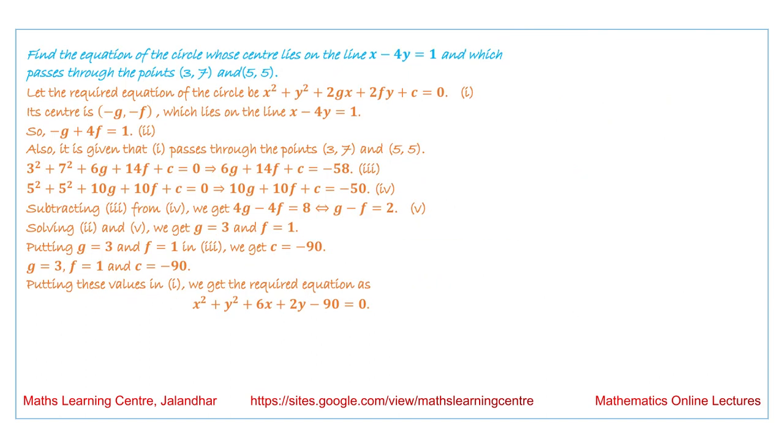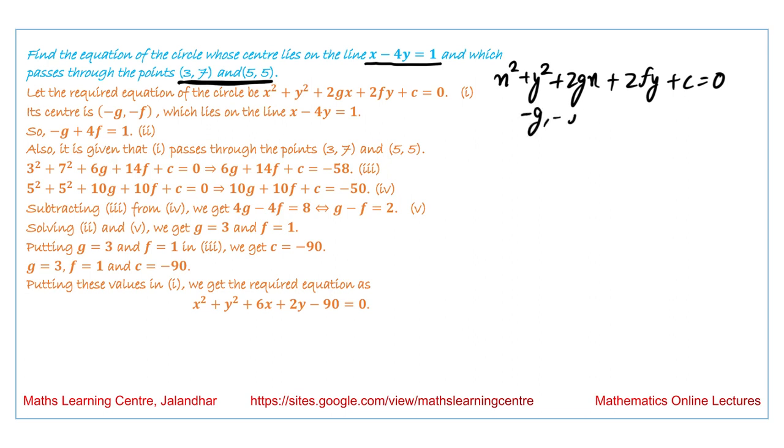Next is find the equation of the circle whose center lies on the line x minus 4y is equal to 1 and which passes through these two points. So suppose we are saying the required circle is x square plus y square plus 2gx plus 2fy plus c is equal to 0. The center of this circle is minus g comma minus f, and it lies on this line. So we are saying one equation we obtain is minus g plus 4f is equal to 1.